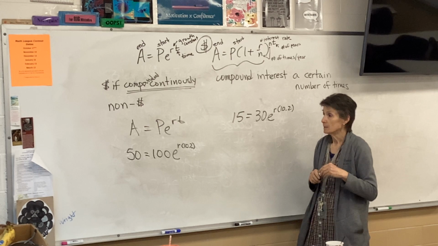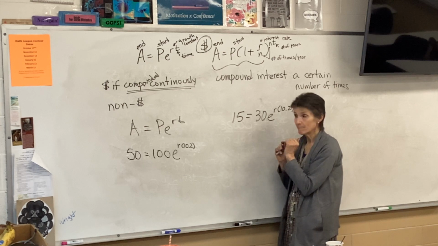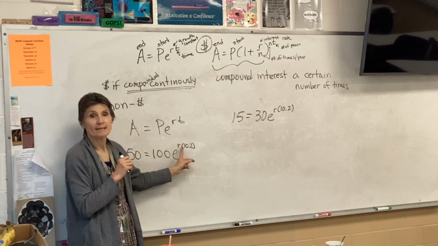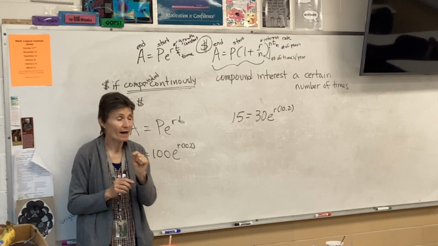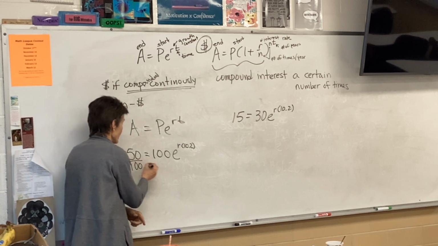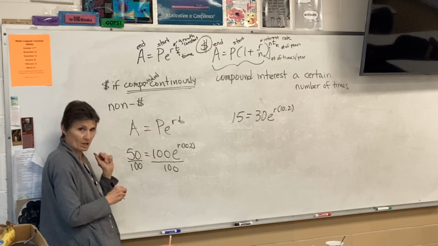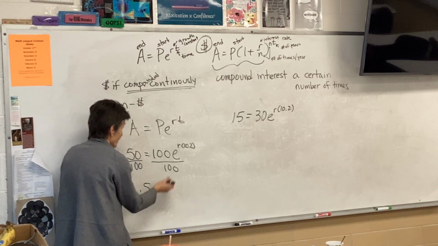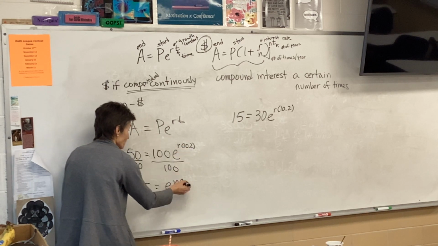Okay, so let's solve my equation first, and then we'll solve yours, okay? Is my variable in the exponent spot? Yes. So am I going to need to use logarithms? Yes. But before I do that, I've got to get rid of this number. So I'm going to divide both sides by 100. Would you agree that 50 over 100 is 0.5? And then I have e to the 10.2r power. Those are multiplied.